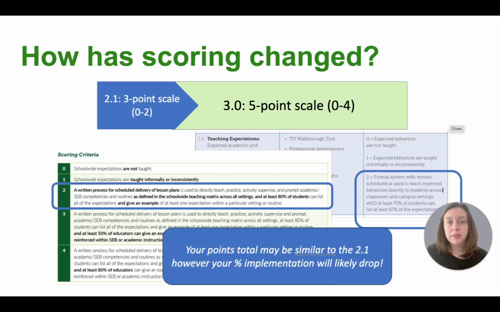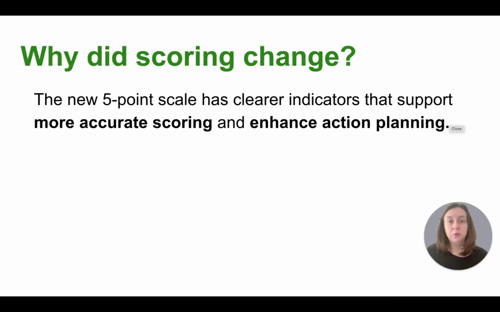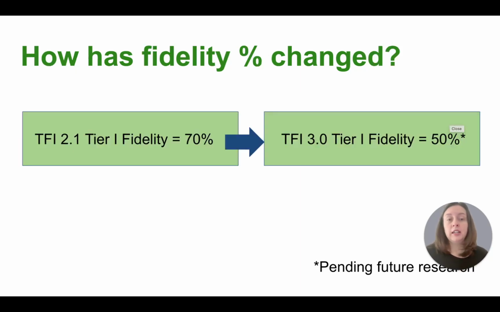So your points total might be similar or the same as when you did the 2.1, but your percentage is likely to drop because there are more possible points. So the new TFI 3.0 with the 5-point scale, there are clear indicators, so you're able to score more accurately and also better able to enhance action planning because it gives you an idea of where you can head. So the fidelity percentage has changed because of that increase in the number of possible points.